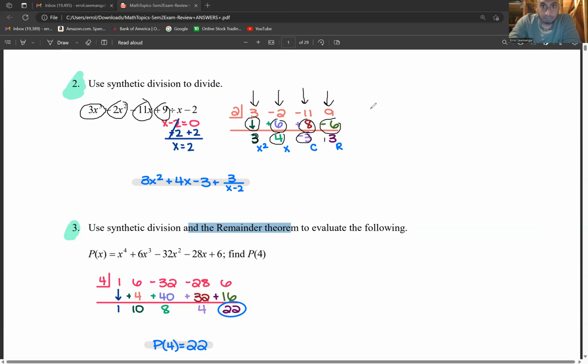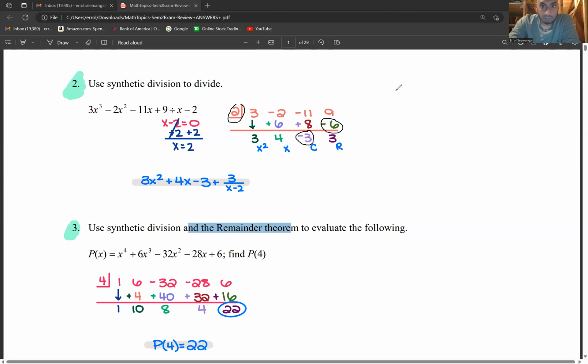So 2 times 3 is 6. That goes under the negative, under the -2. You add these two, right? Two times four is eight, this eight right here. Two times negative three is the negative six.